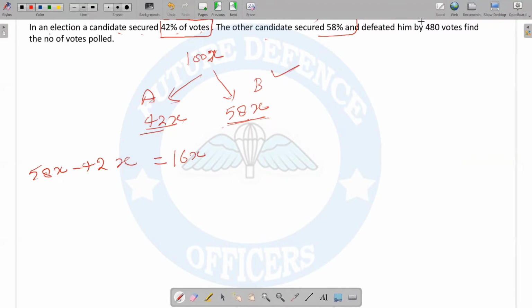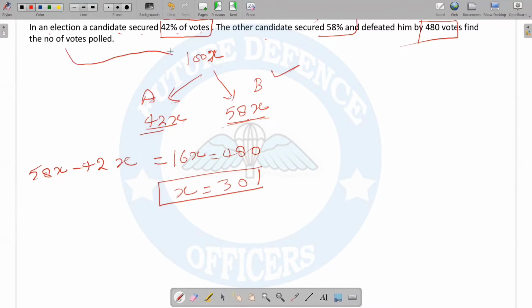The question says he is defeated by 480 votes, so let's make 16x equal to 480. We get x equal to 30. What are they asking? How many votes were polled? Those were 100x, so 100x means 3000 votes were polled. So here we understand how voting questions work. This was the basic of votings, just a warm up question.